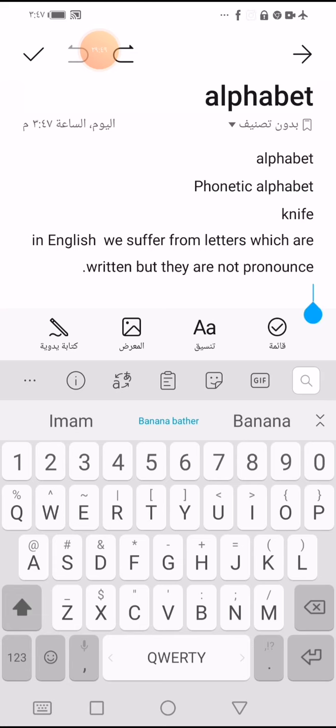And the example, what is the example? The example is the word knife. K-N-I-F-E. 5 letters. The letter K and the final letter E are both mute. They are silent, as if they do not exist. They exist in writing, but there is no representation of these 2 letters in sound, in speech. This is the first point, the first suffering.